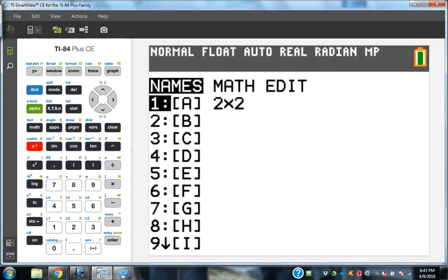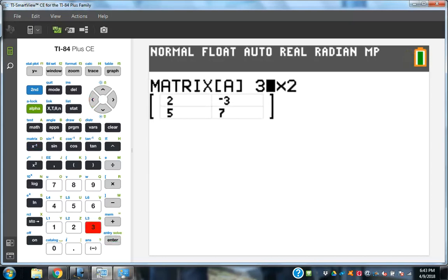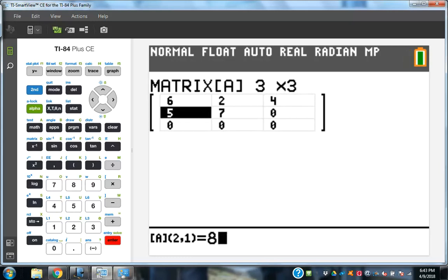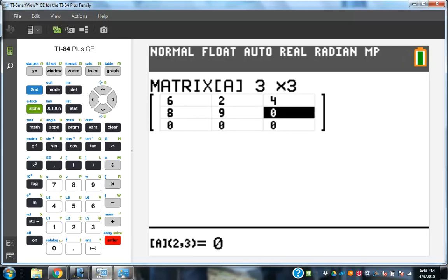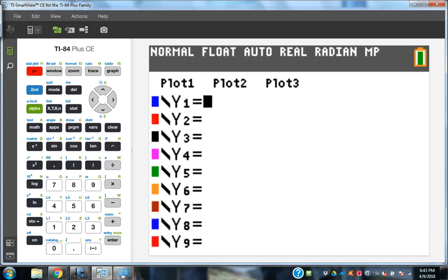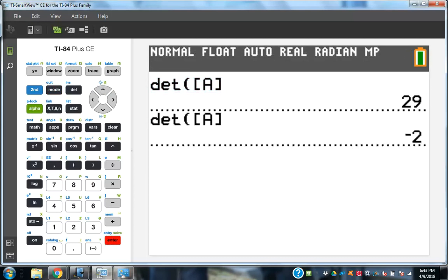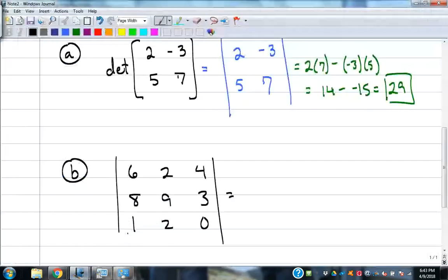Second matrix, edit, trace, trace, and 6, 2, 4, 8, 9, 3. And the determinant of matrix A, -2. Is that what you guys got? Hope so. If you did, then you put it in right. If you didn't, you probably typed in something wrong.